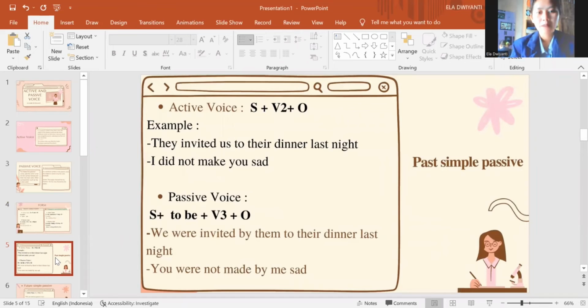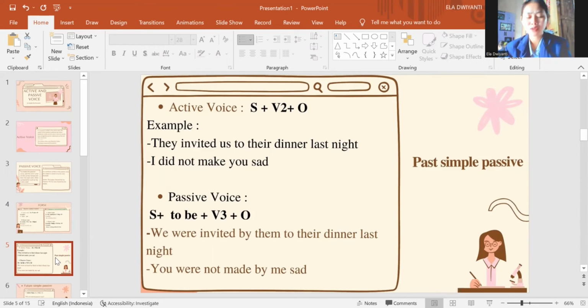Past simple passive. The pattern of the active voice is subject plus verb two plus the object. Example: they invited us to their dinner last night. The subject is they, the verb is invited, and the object is us. The object is only us, and "to their dinner last night" is a complement.